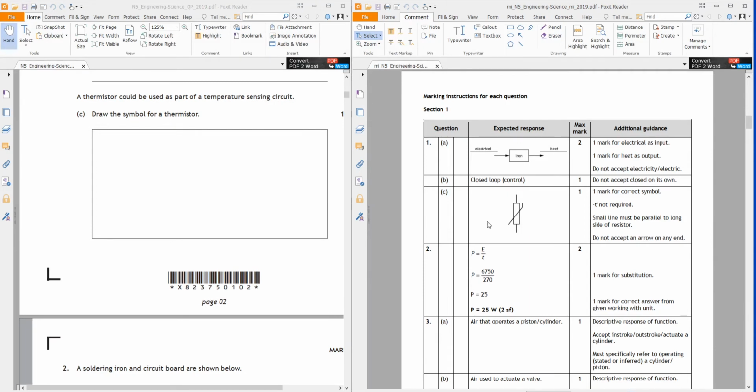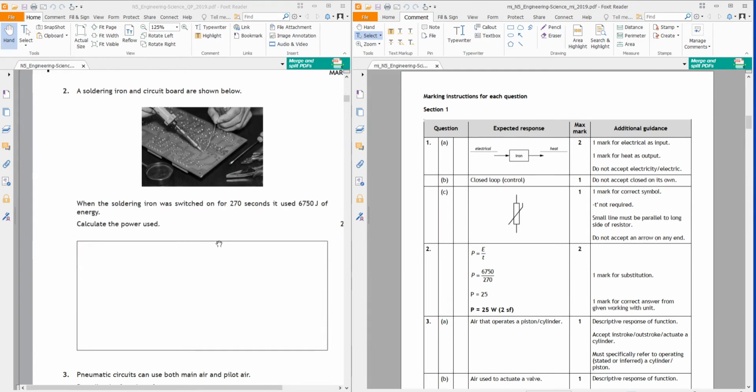Let's draw a symbol of a thermistor. So a thermistor, it's a type of resistor. So we've got the resistor symbol, and then we've got the line going through it for the thermistor. Okay, so we're now talking about the soldering iron.